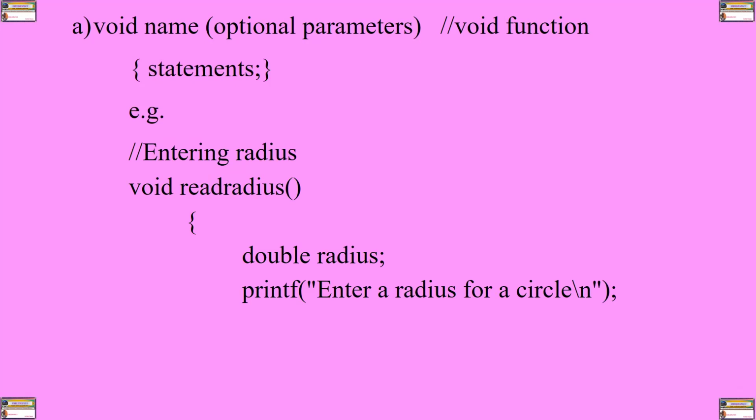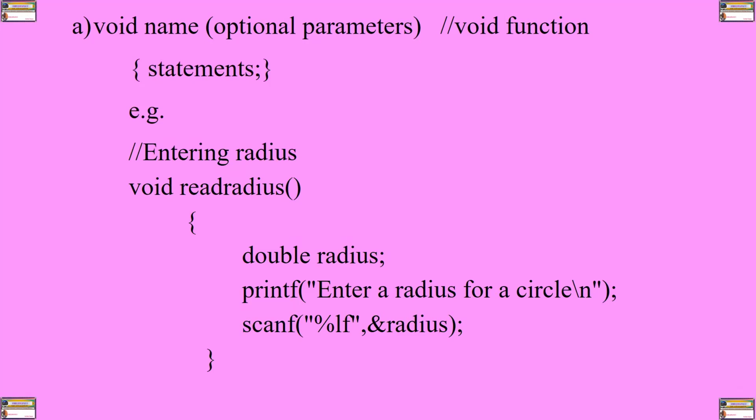And then the next statement to be executed is the one which is going to display a text on the screen, which is "Enter a radius for a circle," and move to the next line. And then we read in the value of radius and assign it to the memory location called radius. So that is a void user-defined function. It is not returning any value to the caller or the sender. That's why it is preceded by the word void.